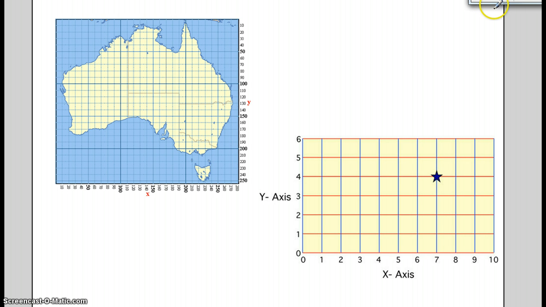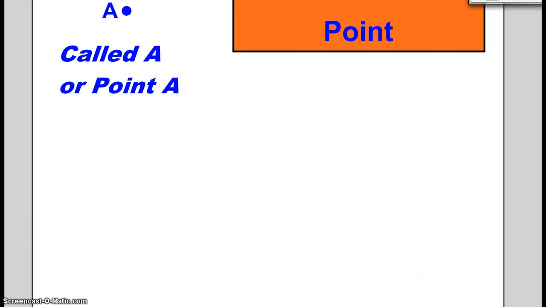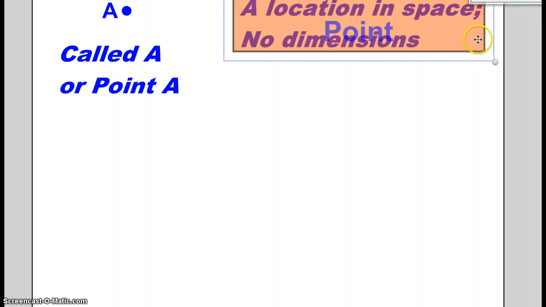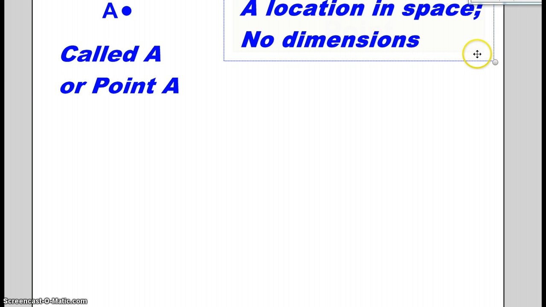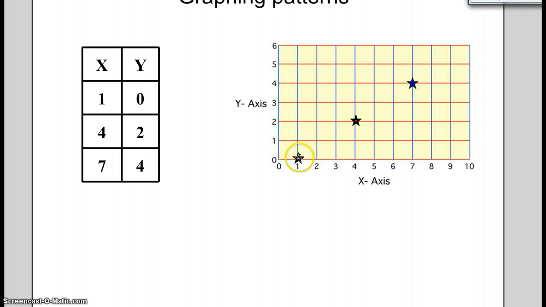So in real life, we use points and lines on a plane for a map and a graph. You've seen graphs in algebra. Now you're going to see them again. A point, by the definition we try to use, is a location in space. Over here, this dot is a location on the screen. On this graph, these stars are locations, and each location has an x and a y coordinate. For this one it's (1, 0), for this one it's (4, 2), for this one it's (7, 4).